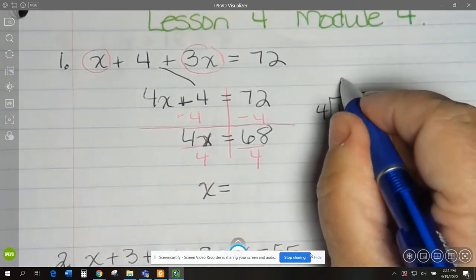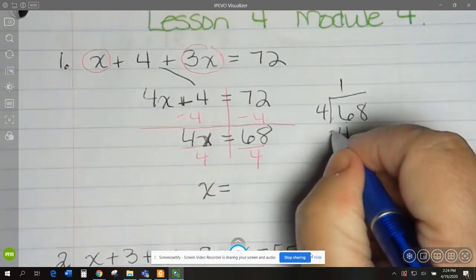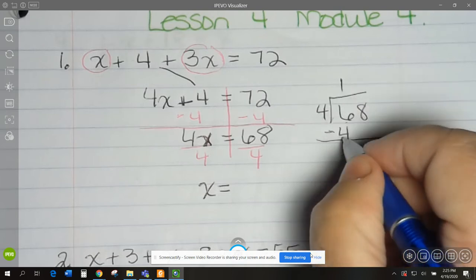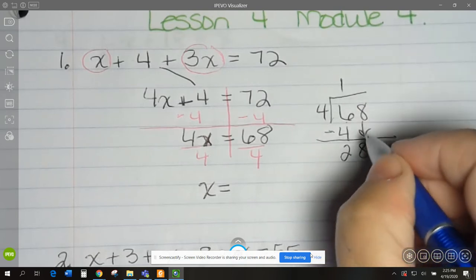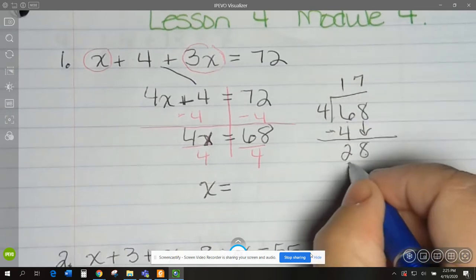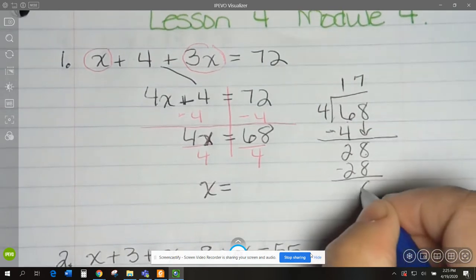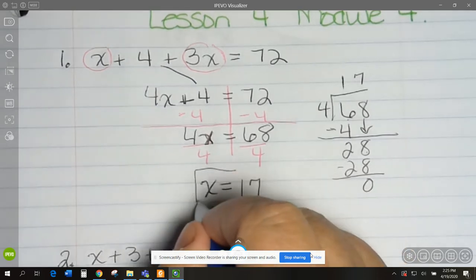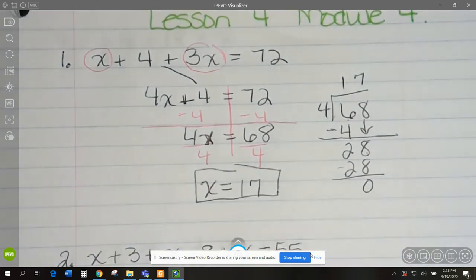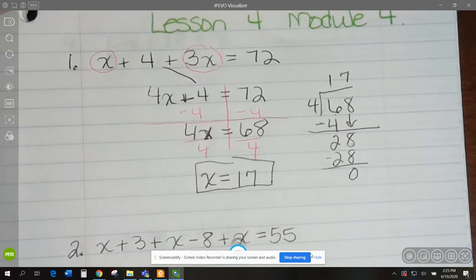4 goes into 6 once. That'd be 4. I'm going to subtract that. That'd be 2. Bring down my 8. 28. 4 goes into 28 7 times. And I have no remainder. So my answer would be 17. Let's go on to problem number 2.